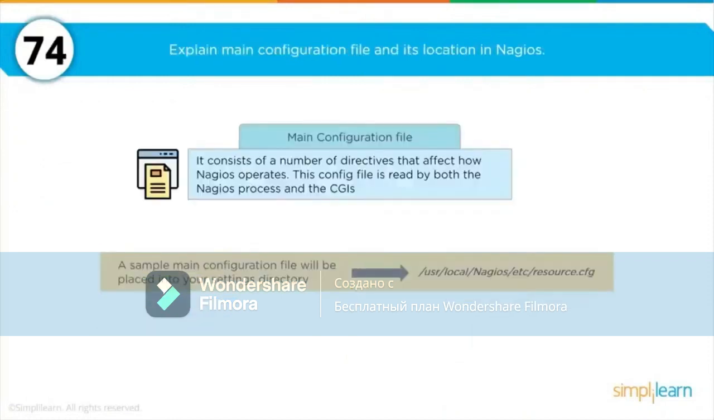So you're going to be asked to explain the main configuration file and its location in Nagios. The main configuration file consists of a number of directives that affect how Nagios operates. Consider this as the configuration file that is read by both the Nagios process and the CGIs. This will allow you to manage the main configuration file that's placed into your settings directory.